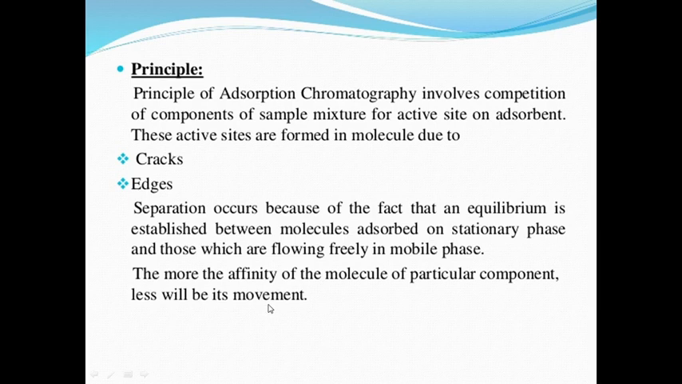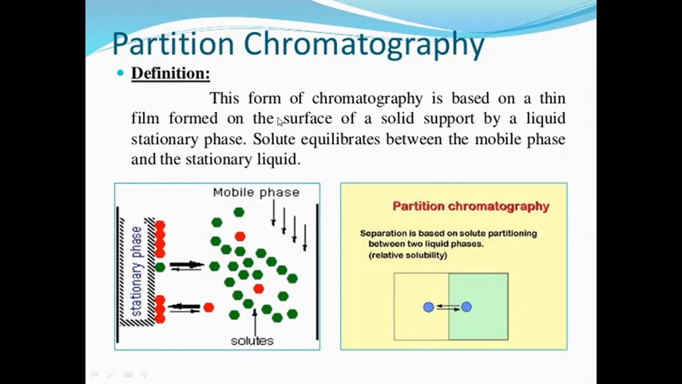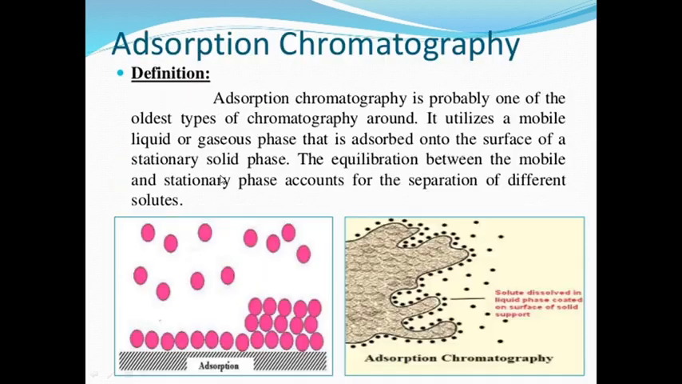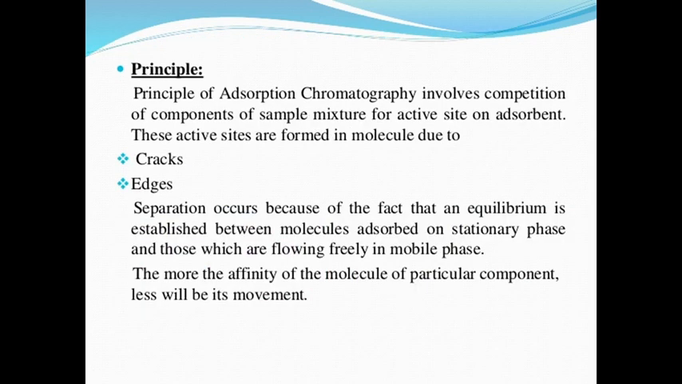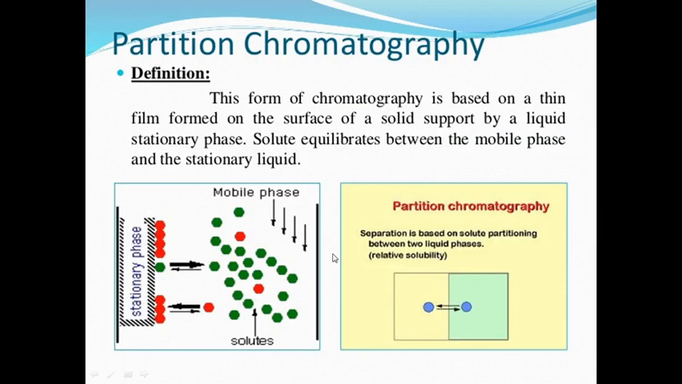This is the principle. The types of adsorption chromatography are column chromatography, thin layer, and gas liquid chromatography. And next, partition coefficient. It is a very important one. In adsorption chromatography, in later classes we may come across the RF value. That RF value is the retardation factor, which we may discuss in thin layer chromatography as well as paper chromatography. Later we will discuss that.